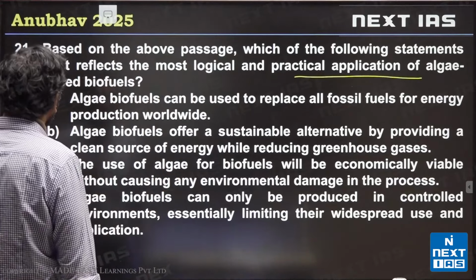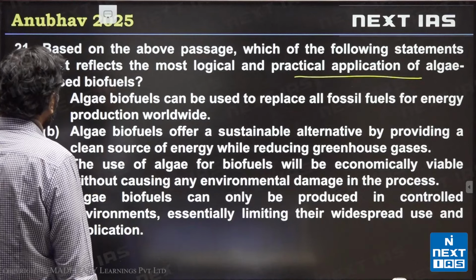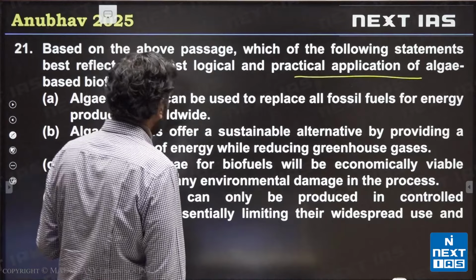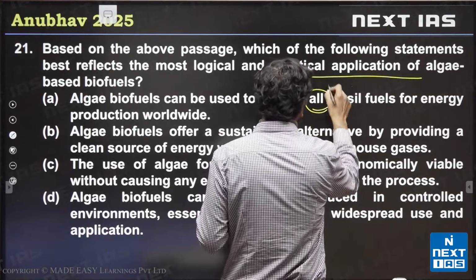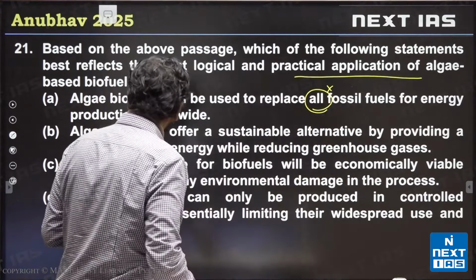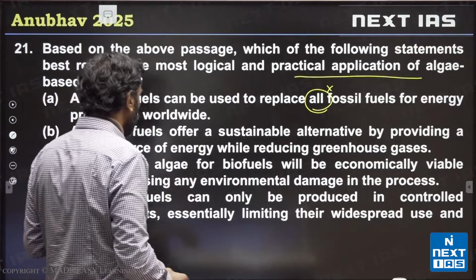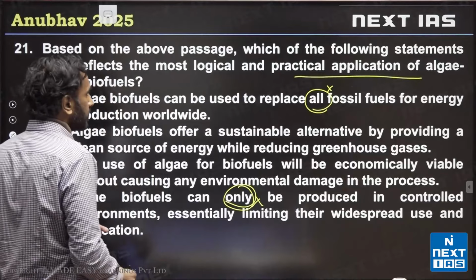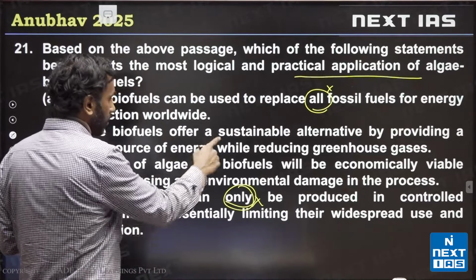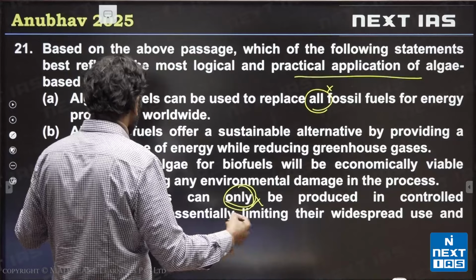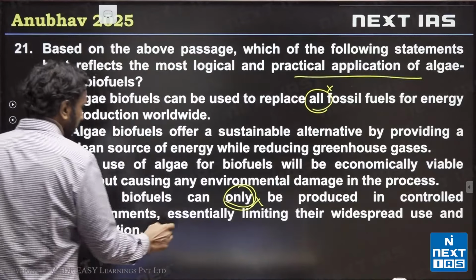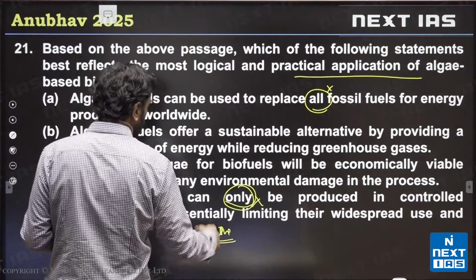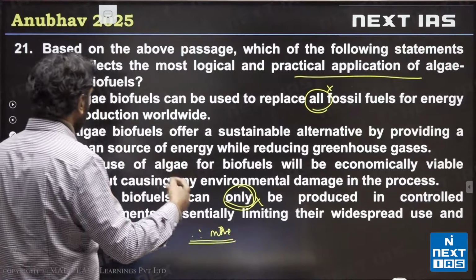All right. Let's look at A. Algae biofuels can be used to replace all fossil fuels for energy production. I don't expect anyone to go with all. All is invalid. Let's look at option D. They can only be produced in controlled environments. Invalid. So we can't say that these are practical applications, and all and only don't sound like practical suggestions or outcomes. More applications of urban forests, more applications of algae.